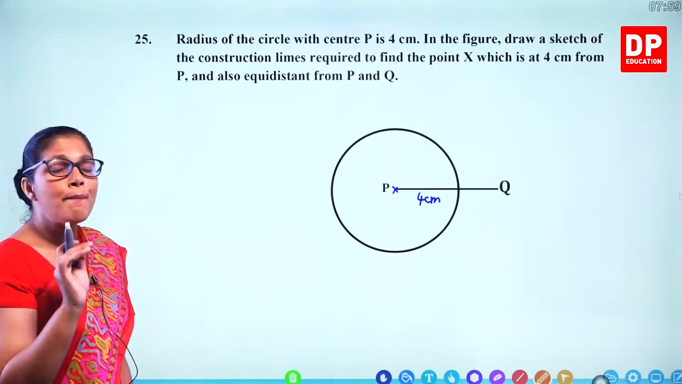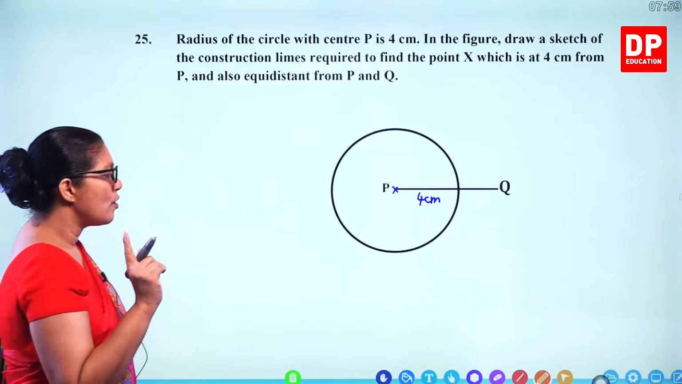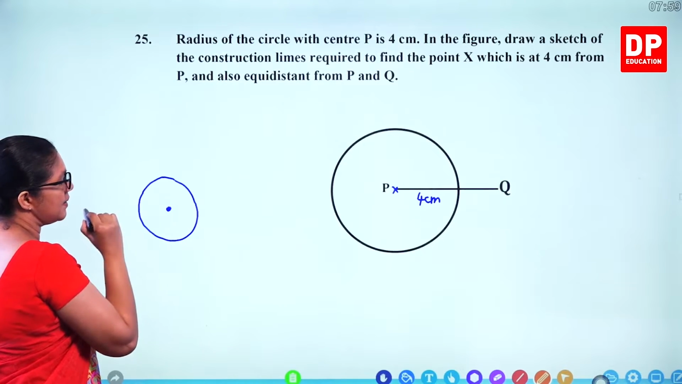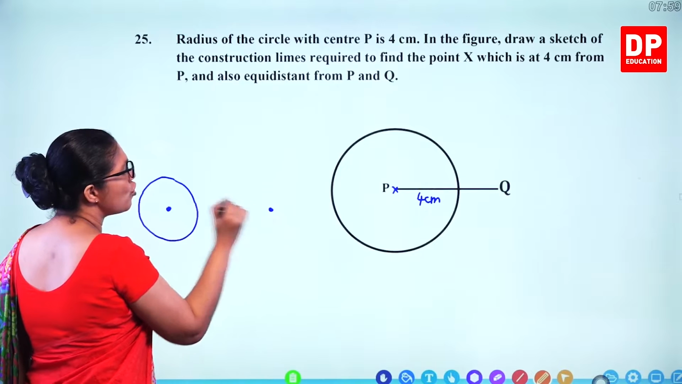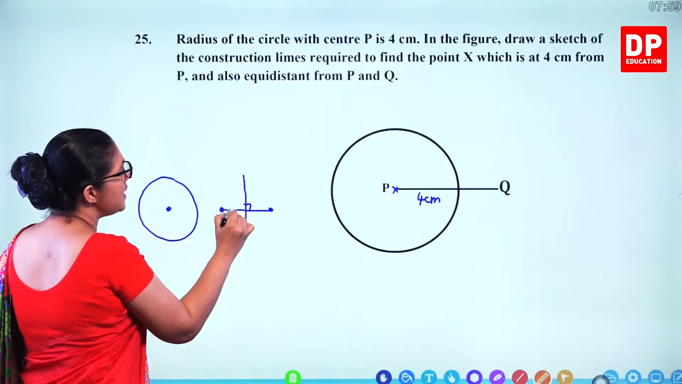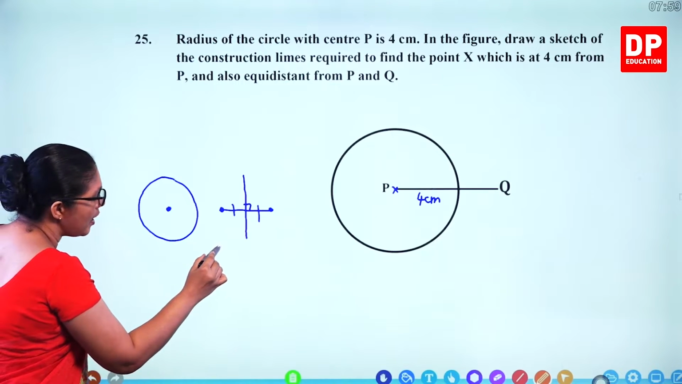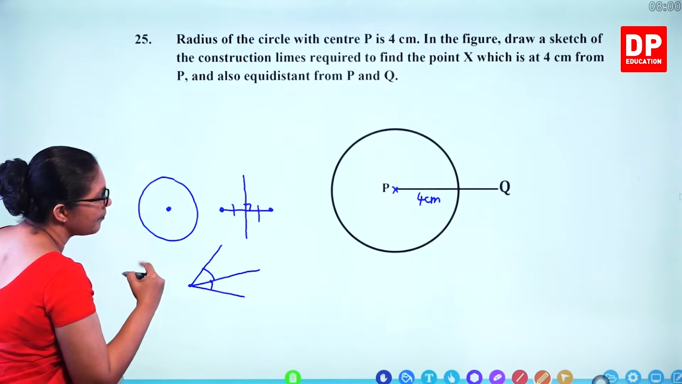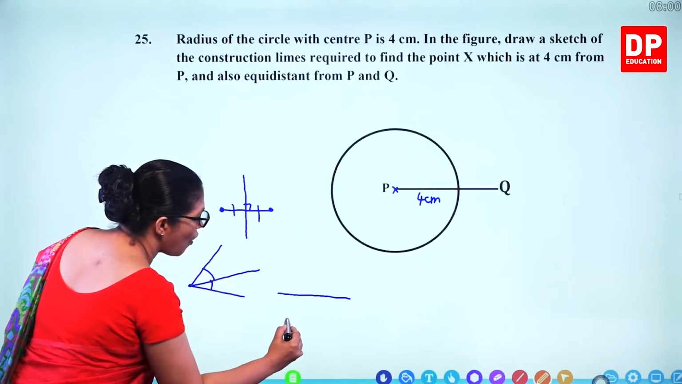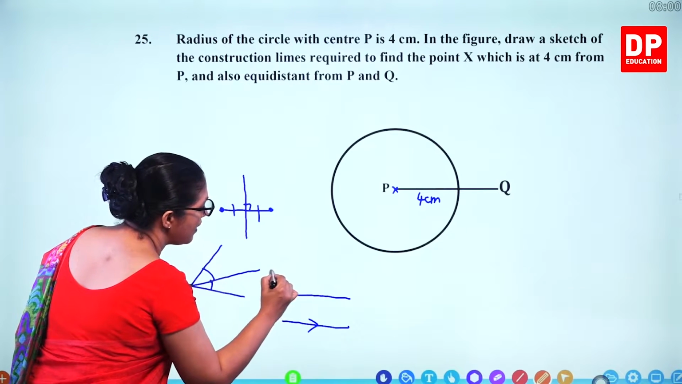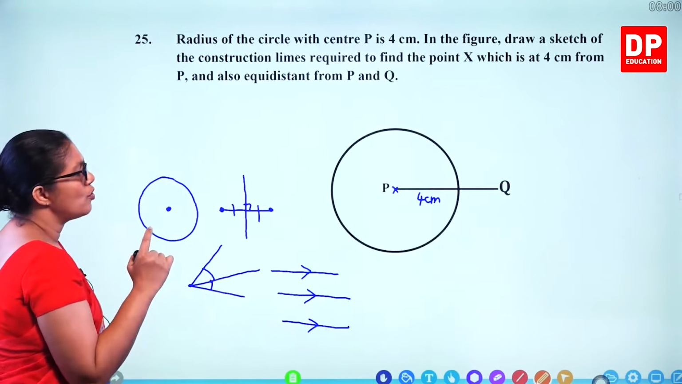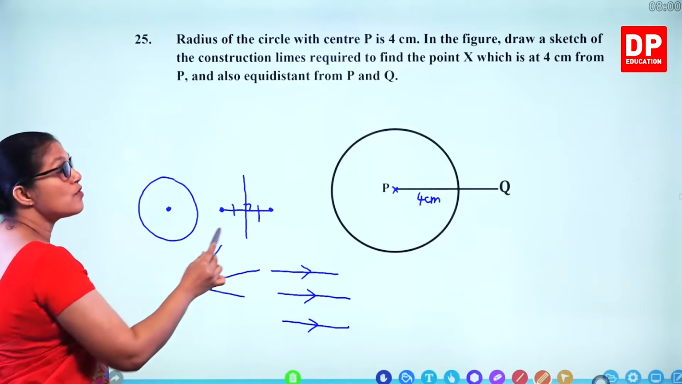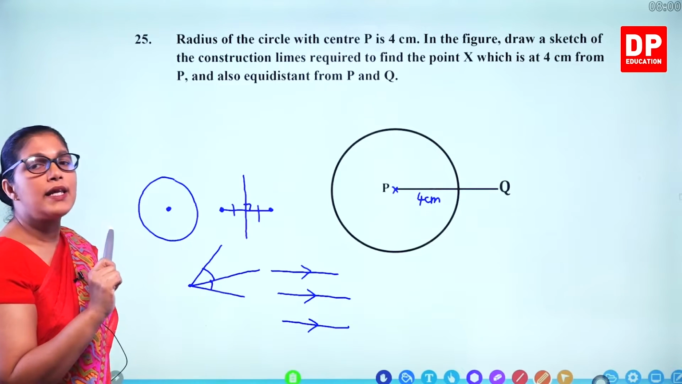Now, what are the 4 important loci you need to know? Equidistant from a point, that's a circle. Equidistant from 2 points, that's the perpendicular bisector. Equidistant from 2 adjacent lines, that's the angle bisector. And the last one, equidistant from a line, that's parallel lines above and below. So out of these, what is equidistant from P and Q? That means you have to construct the perpendicular bisector.